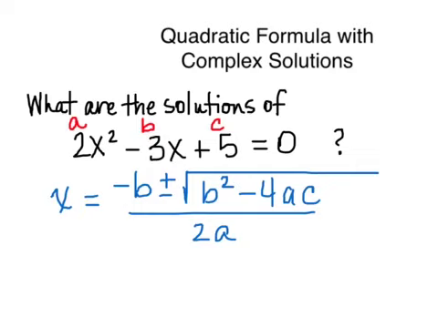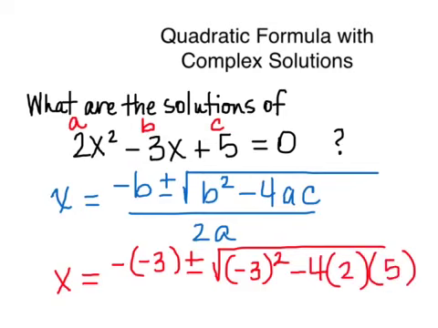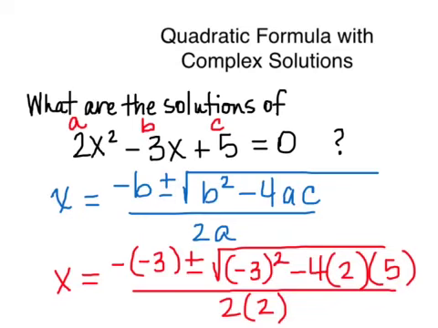So let's fill in our values. I always put parentheses around any substitution number I put in for a letter. So we have negative 3 in this parentheses. We have negative 3 also in this parentheses. A, which is 2, goes in this parentheses, and c, which is 5, goes in this parentheses. All over 2 times the a, which is also 2.